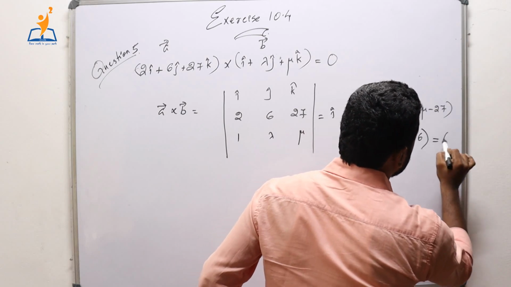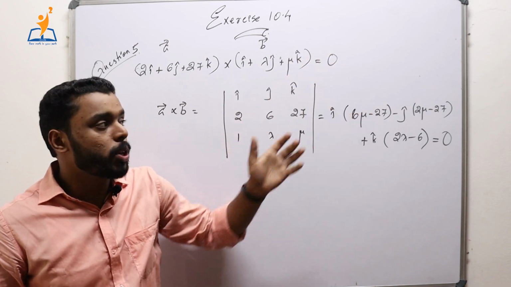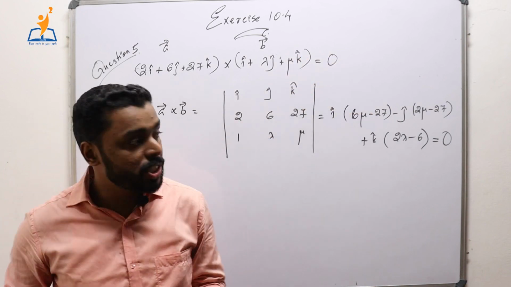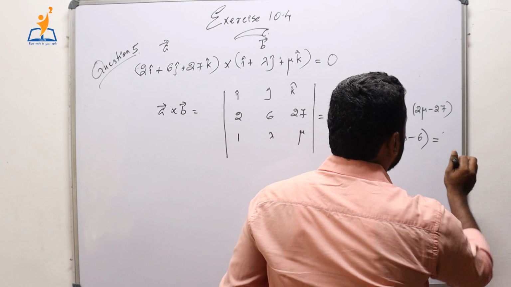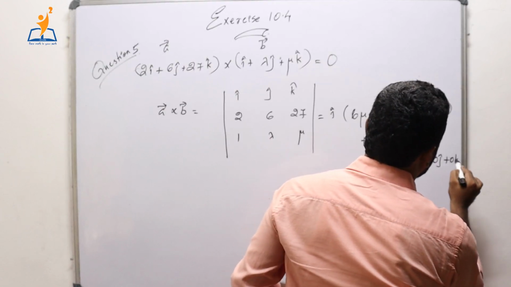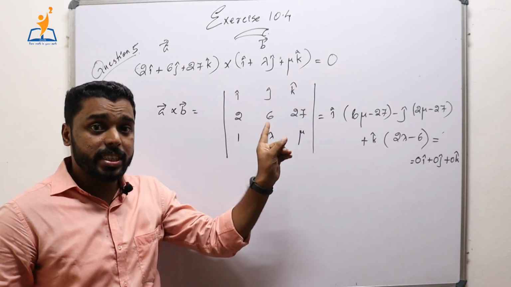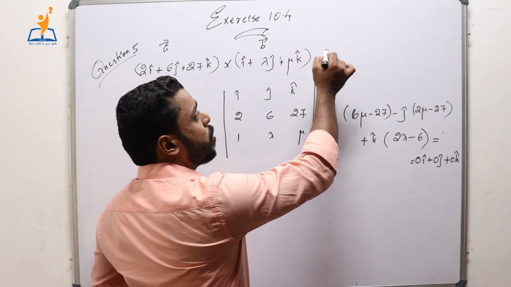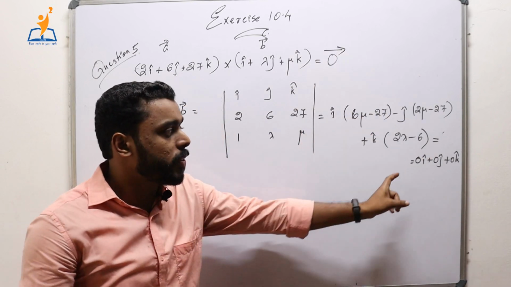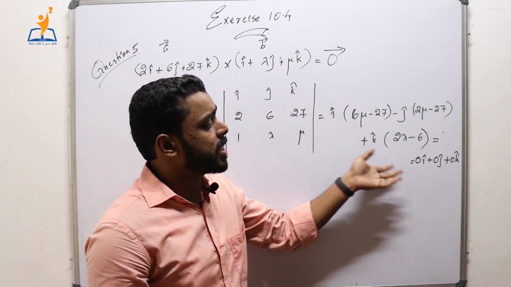This is equal to 0. Actually this 0 is nothing but 0 I cap plus 0 J cap plus 0 K cap. We shall redefine that like this, equal to 0 I cap plus 0 J cap plus 0 K cap, because we know that the cross product result will always be a vector. So this 0 is nothing but vector 0. Now equating the respective components.